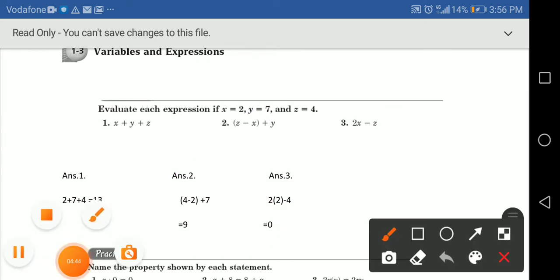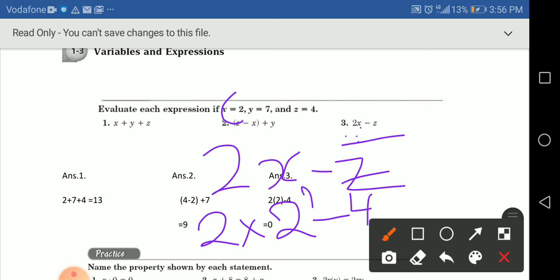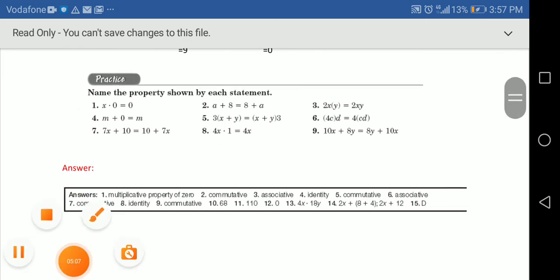What about this one? I have here 2x minus z. Here x with what? With 2. So 2 times 2, because between 2 and x we have an invisible multiply. 2 times 2 minus z, which is 4. We have brackets here, so solve the bracket first. 4 minus 4 equals 0. Okay guys? Let's see this one.